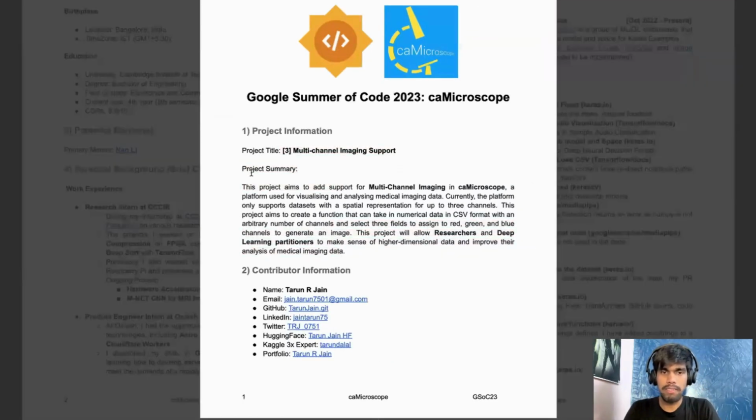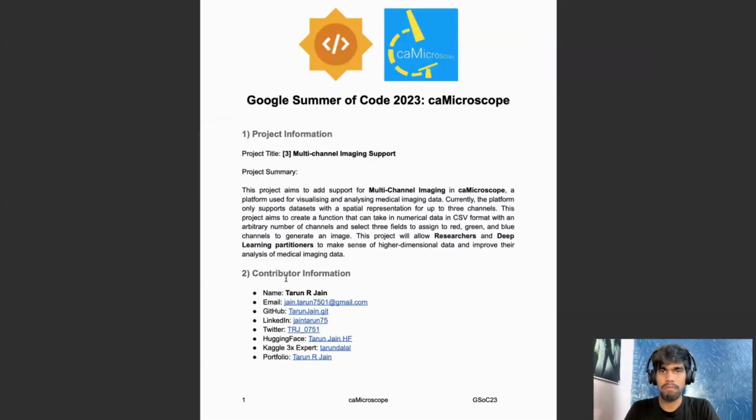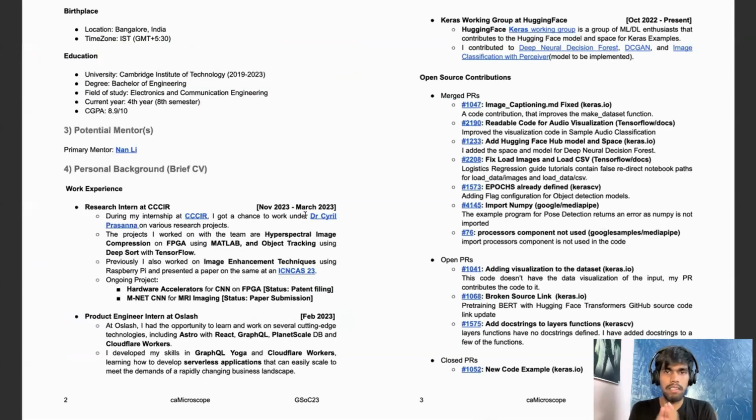And once you add these things, you need to add the contribution information. So I have added my name, GitHub repository, LinkedIn, Twitter, Hugging Face, Kaggle, portfolio, everything that I'm actively available on. And next, let's proceed with the other part of the proposal. You also need to mention the potential mentor name. Not many people write it, but I usually write it. I just wrote the potential mentor name and who will be my mentor.